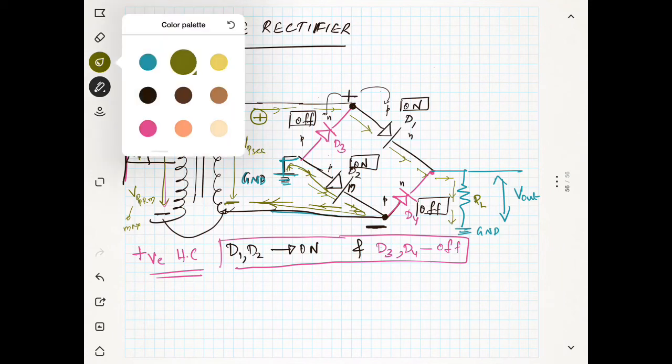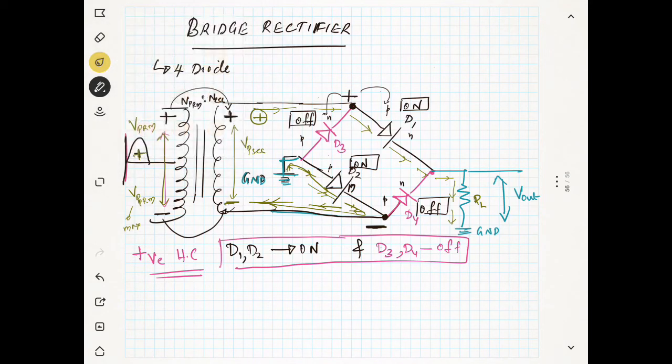Okay. Next we will see what is happening during the negative half cycle.